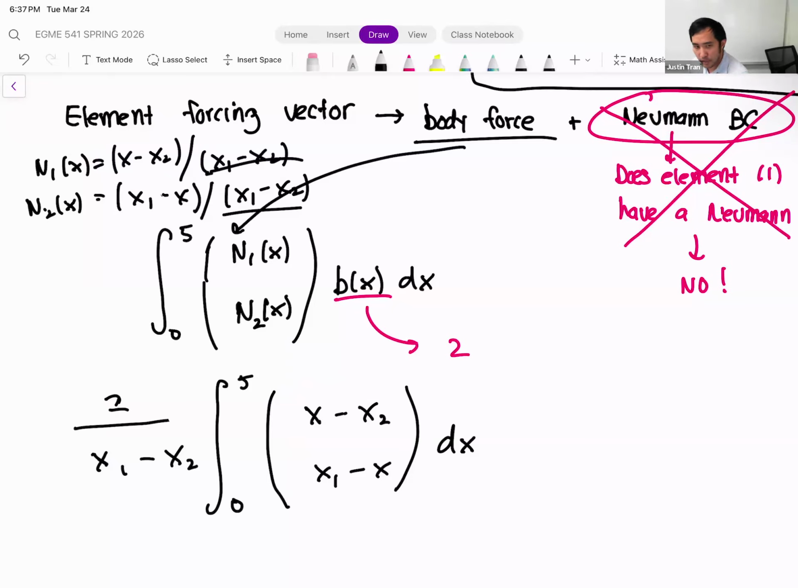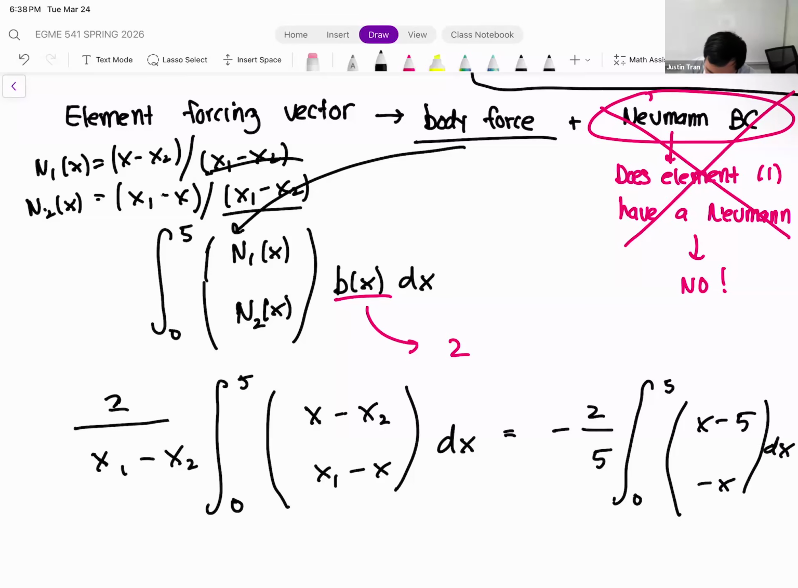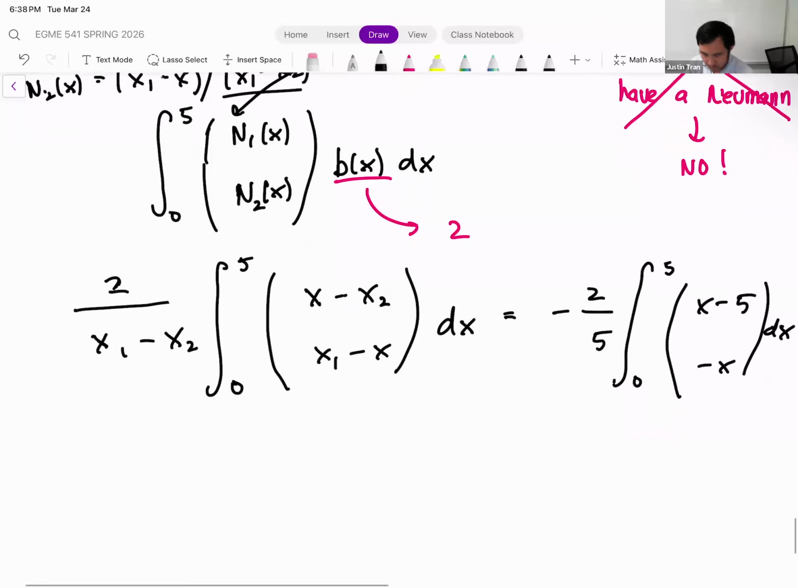All right, and so at this point, we can plug in for x1, x2. So x1 for this element is 0, x2 is 5. So let's go ahead and plug in for that. And so we have 2 divided by 0 minus 5, and so that is a minus 2/5 integral from 0 to 5 of x minus 5 and 0 minus x, which is just minus x dx. Okay. All right. So we have a fairly simple integral to do, but we do have to do 2. So it's kind of 2 for the price of 1 here.